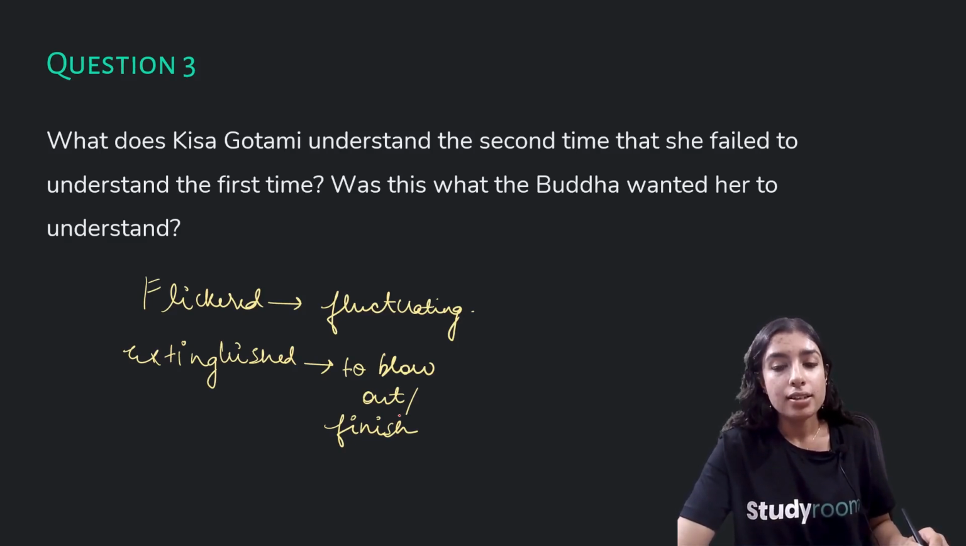Therefore, at last, after she saw the city lights flickering and extinguished time and again, she realized that there was darkness everywhere. It's at that point of time that Kisa Gautami understood that death was common to all and she was being extremely selfish in her grief over her dead son. Yes, this is what the Buddha wanted her to understand, that everyone who is born has to die one day.